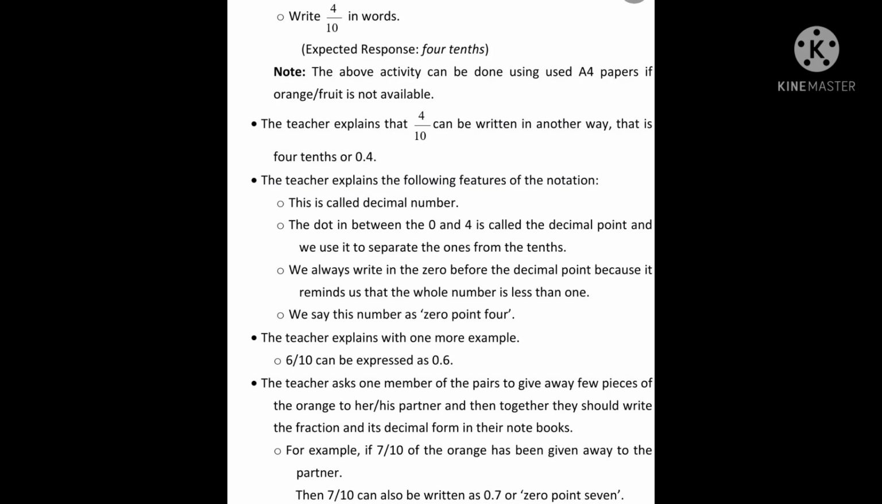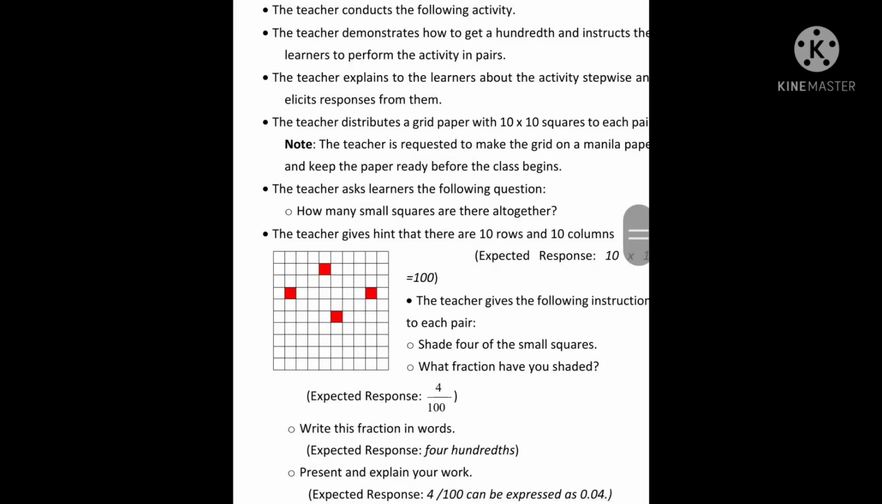Zero point 7. So this is how the students will understand the decimal fraction through activity and learn to read and write them. Then the teacher conducts another activity. The teacher demonstrates how to get a hundredth and instructs the students to perform the activity in pairs. The teacher explains to the students about the activity stepwise and elicits responses from them.